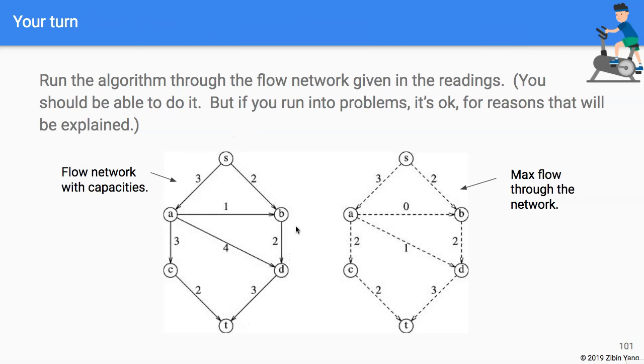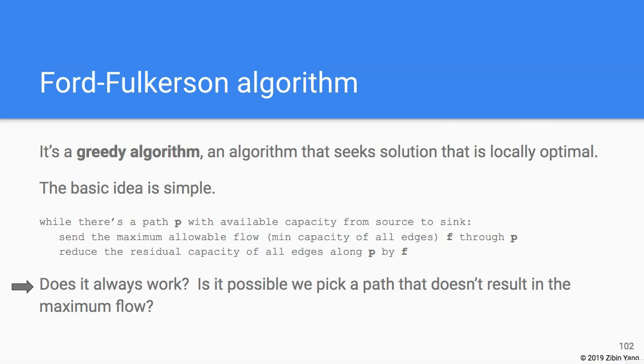Now, this flow network is actually an example from your readings. The source is S and the sink is T. And this is actually the max flow through the network. So run through the algorithm, and hopefully you will get this max flow. If you don't, it's actually okay because this is only the first pass over this algorithm. So, okay, hopefully you've done the exercise and moving on.